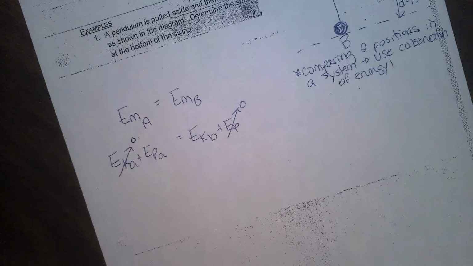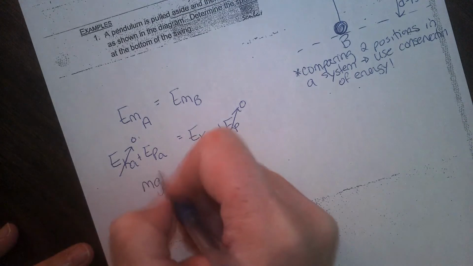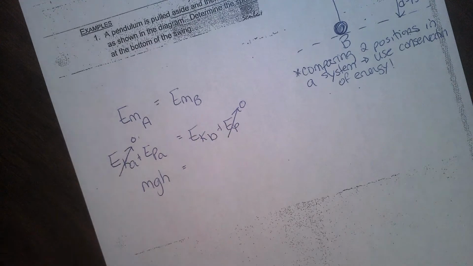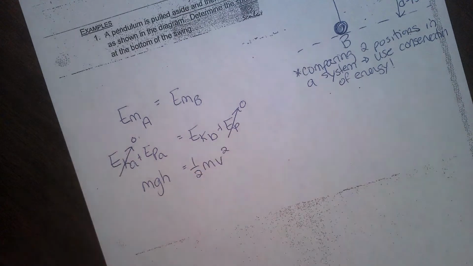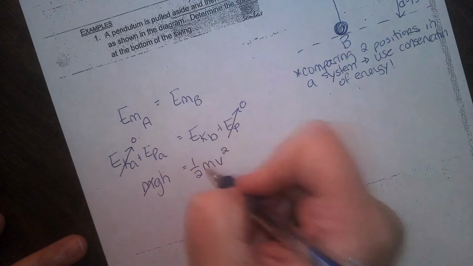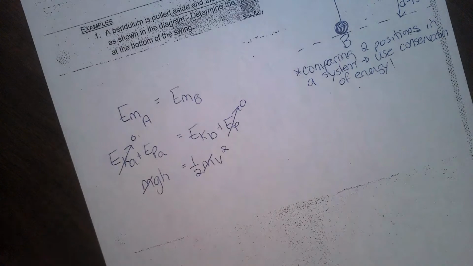So how do we solve for EP? What's the formula? mgh. And how do we solve for EK? 1/2 mv squared. Have we changed the ball in mid-swing? No. This mass and this mass, they're the same.